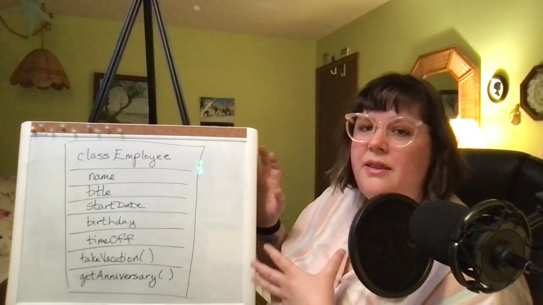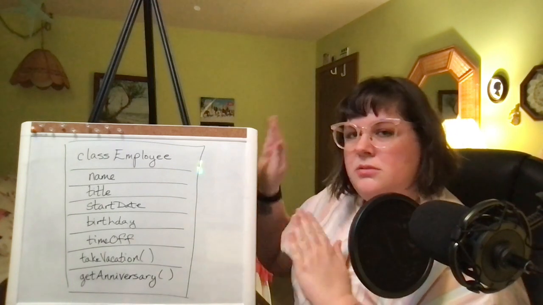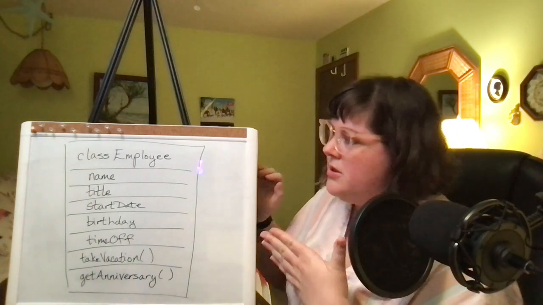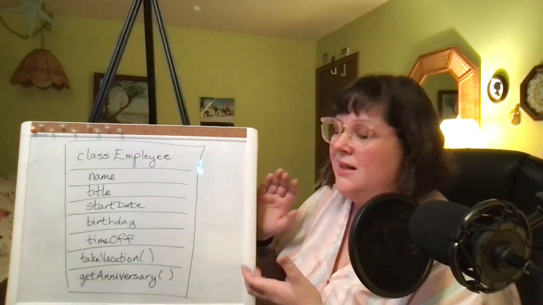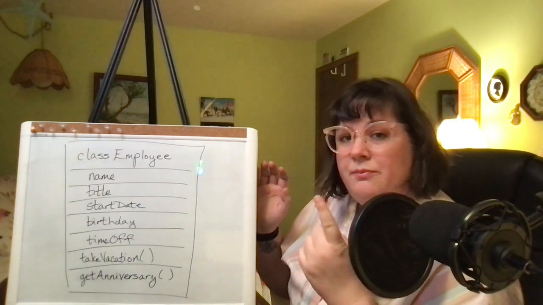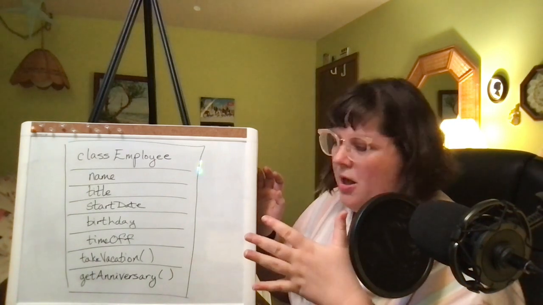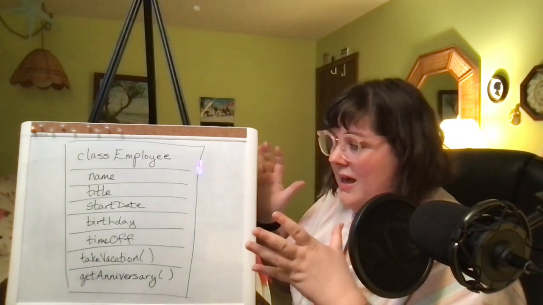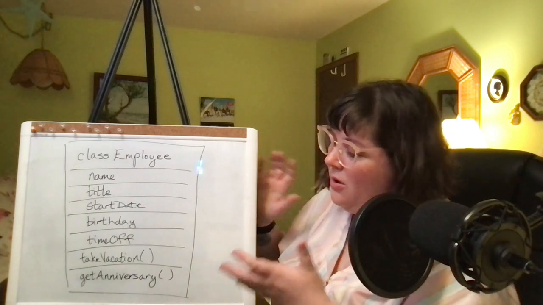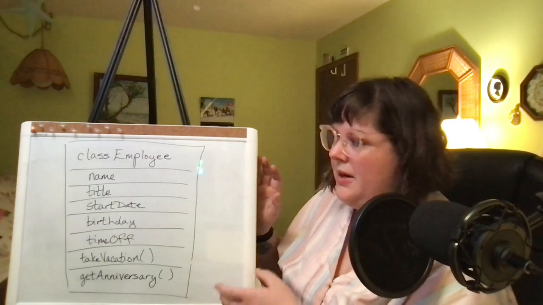Now, clearly, this isn't code. This is more of a pseudocode, just laying out what I'm thinking. So first we're going to do this class. The class is employees. So each employee will have a name, a title, a start date, a birthday, and their time off. Within that class of employee, right now we have two functions. We have take vacation and get anniversary.